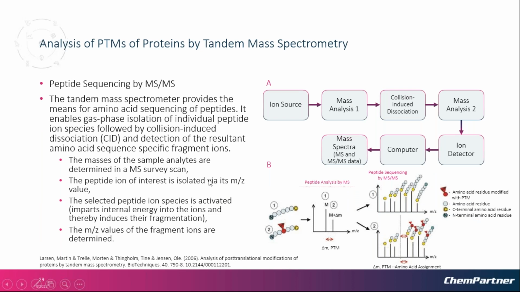For peptide sequencing, we usually use tandem mass spec. The tandem mass spec provides the means for the amino acid sequencing of peptides. So the selected peptide ion species is activated after the peptide ion of interest is isolated. The mass to charge values of the fragment ions are determined in the right panel.